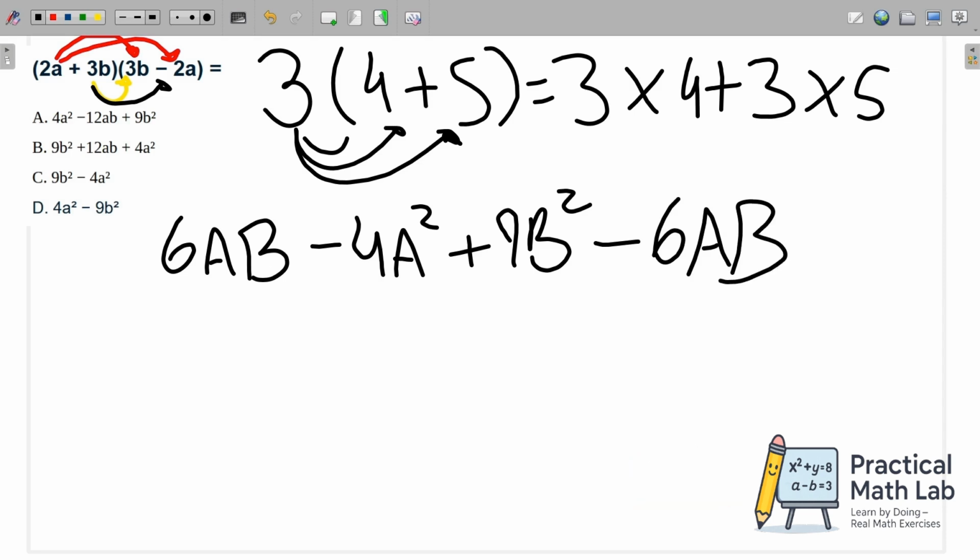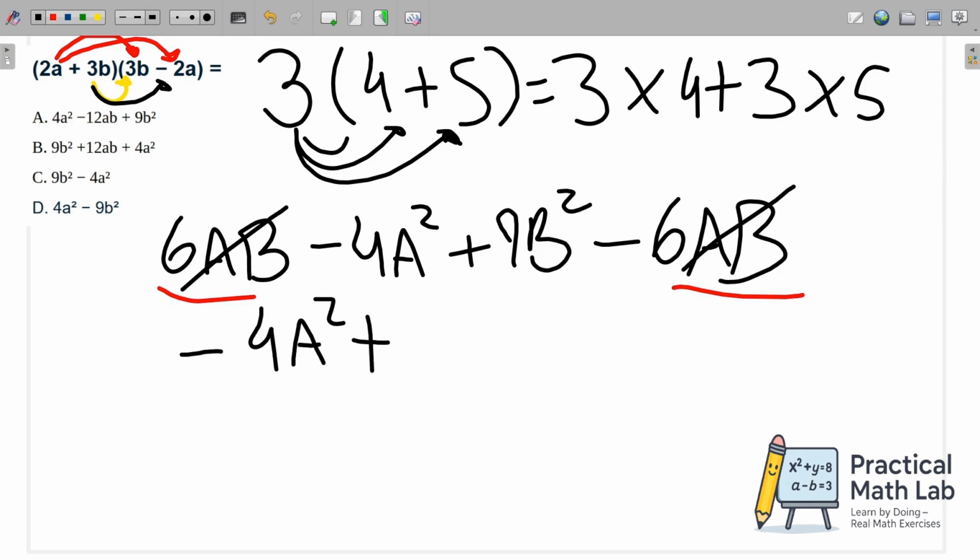Plus 6ab minus 6ab, what do we do? Cut. We can already eliminate this part. What's the answer? Minus 4a squared plus 9b squared. So, what's the correct answer? Is it D? No, it's the letter... Pay attention. It's letter C, because it's minus 4a squared plus 9b squared.